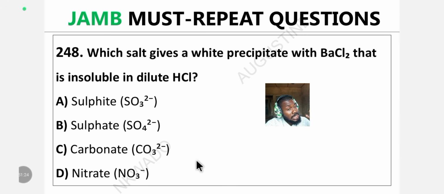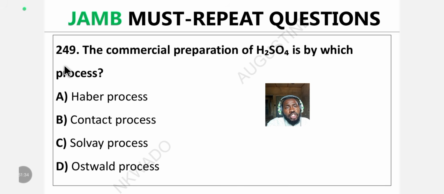I just taught you. Please don't disappoint me. Drop the answer in the comment section. Question 249. The commercial preparation of tetraoxosulfate(VI) acid is by what process? A. Haber process. B. Contact process. C. Solvay process. D. Ostwald process. What's the answer? Please drop the answer in the comment section.